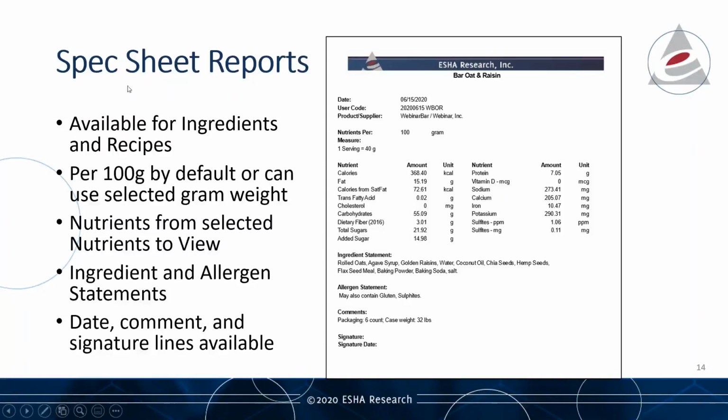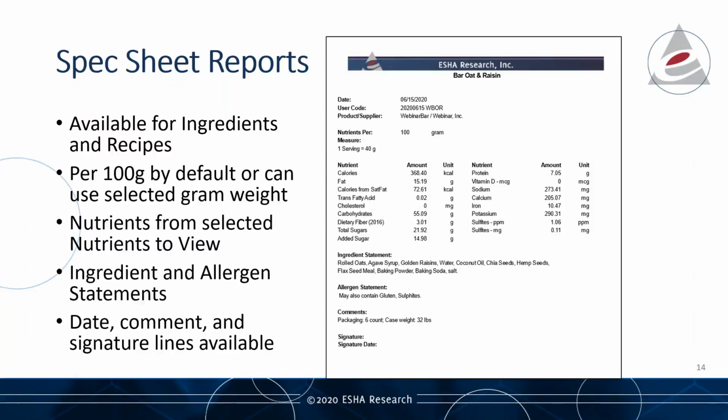And here you can see there are certain fields that pull forward from the recipe record. So things like the user code and product and supplier, those are pulling from the recipe record itself, or when working with the ingredient spec sheet, from the ingredient record itself. Of course, the nutrient data is based on the analysis of the recipe, and again, by default per 100 grams, but if you change that to say the serving size, then those nutrient amounts will adjust accordingly.